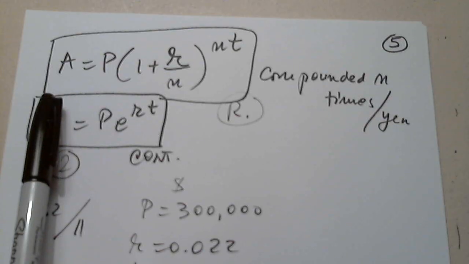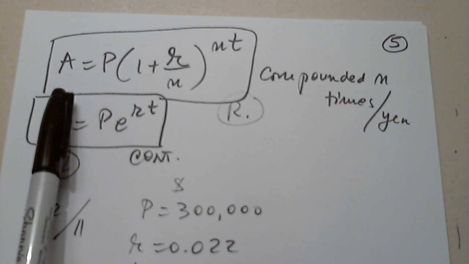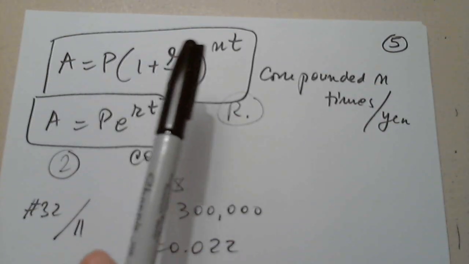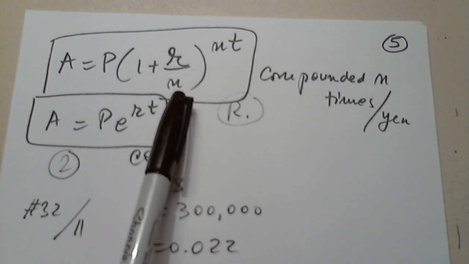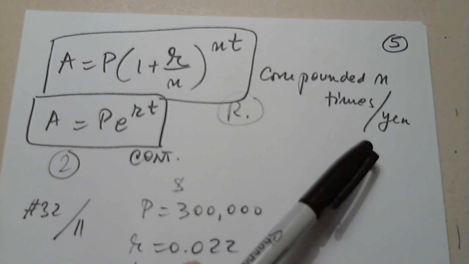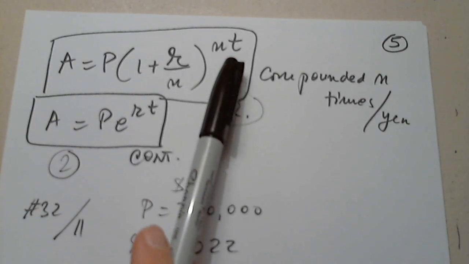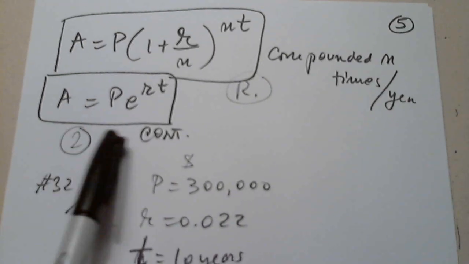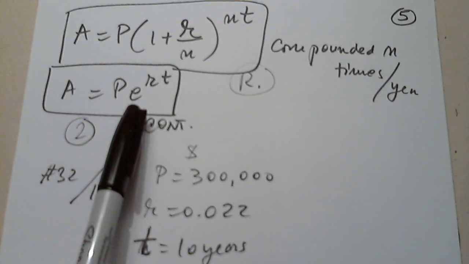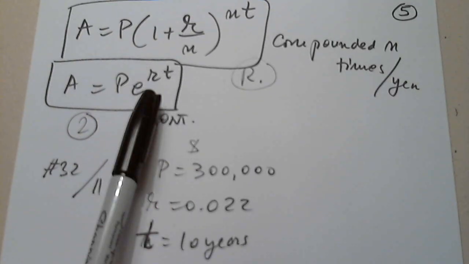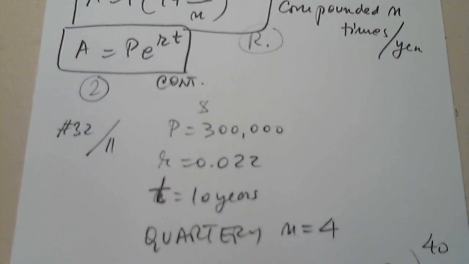So this is the accumulated interest, accumulated amount: principal times 1 plus the interest rate divided by the number of times we compound the interest per year, raised to n times t, where n times t is the number of times compounded per year times the number of years. And this is for the continuous compound interest: principal times e to the rt, where r is the annual interest rate and t is the number of years.